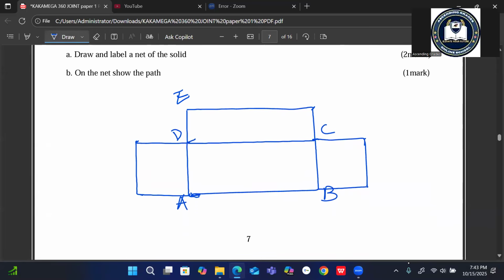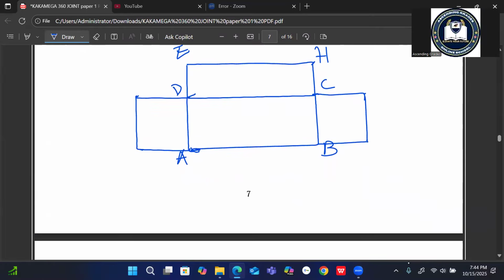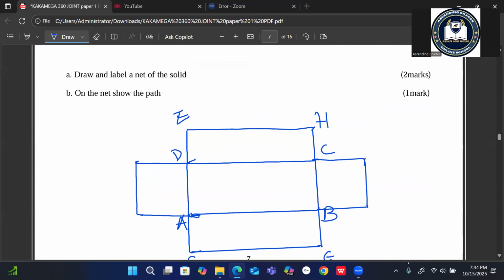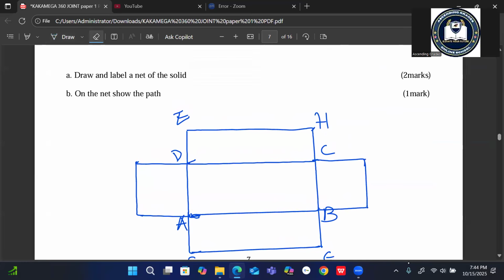This is our point E. This is our point H. On the other side, we extend it to get the other part, F and G. So we have it like that. So this is our point F, this is our point G. So that is the net. Let me draw it clearly.